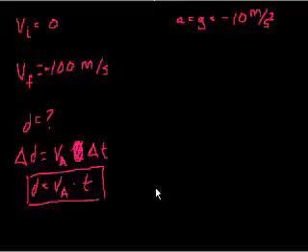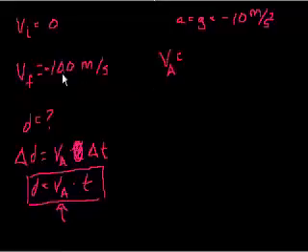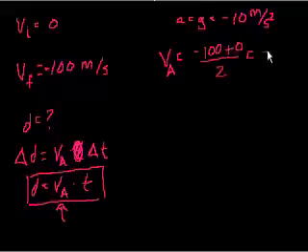And so let's see what we can figure out. Can we figure out the average velocity? Well, the average velocity is just the average of the initial velocity and the final velocity. So the average velocity is just equal to the average of these two numbers. So minus 100 plus 0 over 2. I'm just averaging the numbers. Equals minus 50 meters per second.